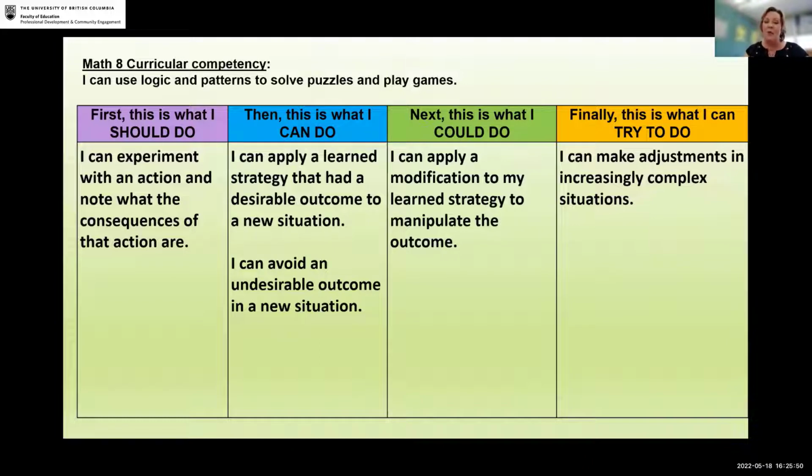Math 8. I'm always asked about, how does this work for math? Because math seems to be this whole other planet, with all its content, and it just feels so overwhelming for kids. But grab a couple of curricular competencies, like using logic and patterns to solve puzzles and play games. My good friend, Erin Wilson, and I built this in my school a couple of years ago, and she uses it all the time.